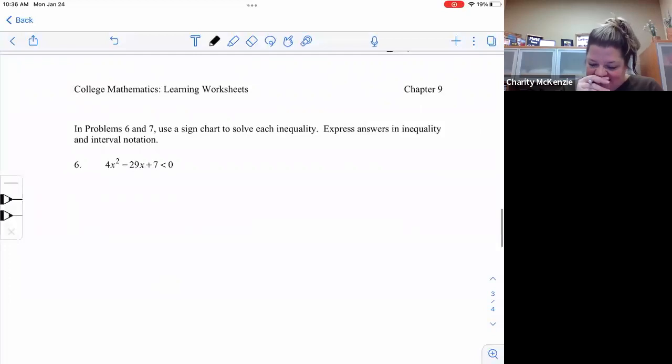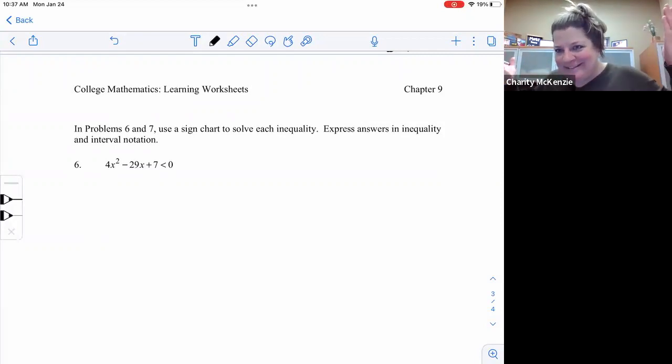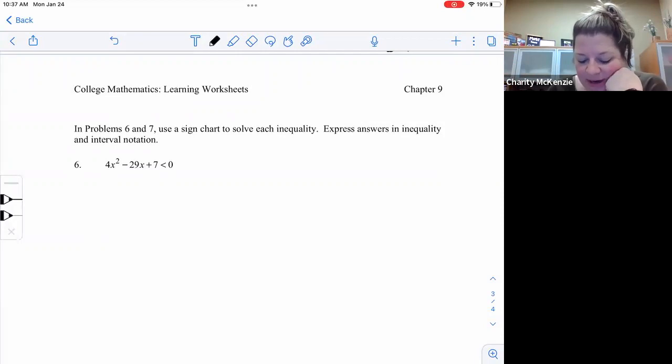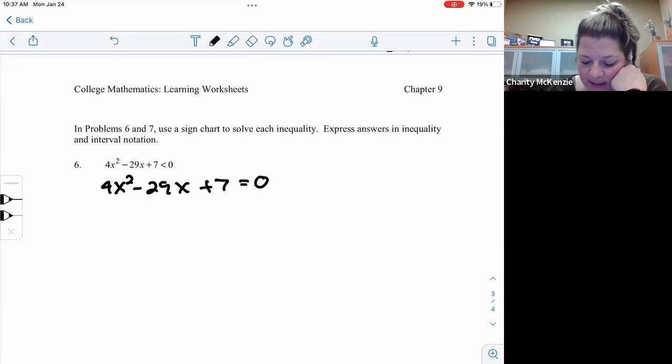Okay, so problem 6 is going to be the same. Notice the directions just say solve. They don't say where is it continuous. I know it's a little bit tricky. So we are looking at this one, and I have to see where that is less than 0. So I have to find those critical points, the numbers where it equals 0, to put on our chart. So we look at where 4x squared minus 29x plus 7 equals 0. We call these critical points or something similar.